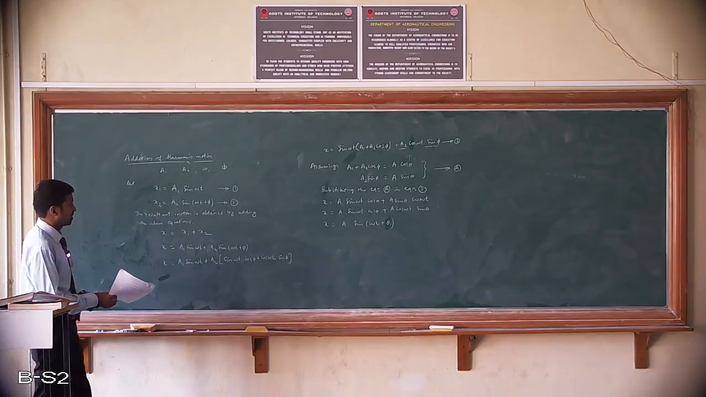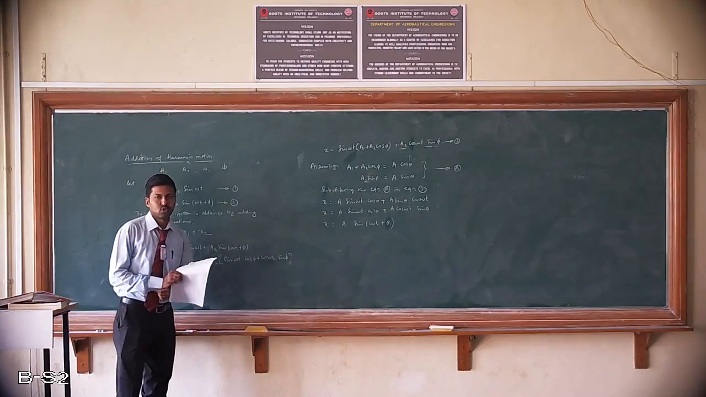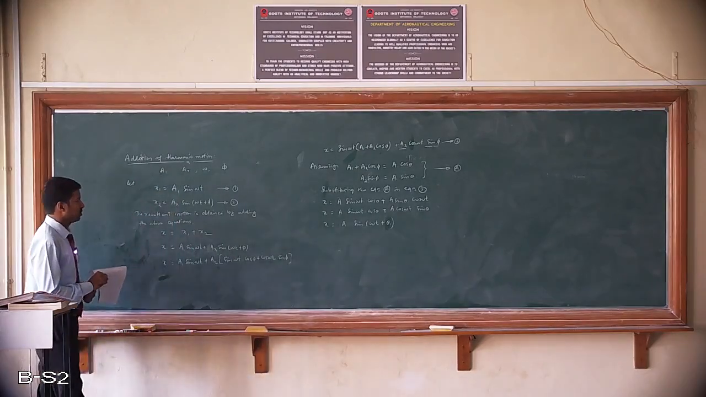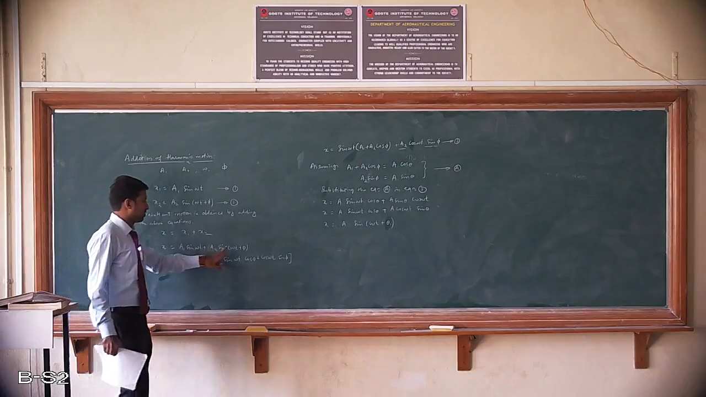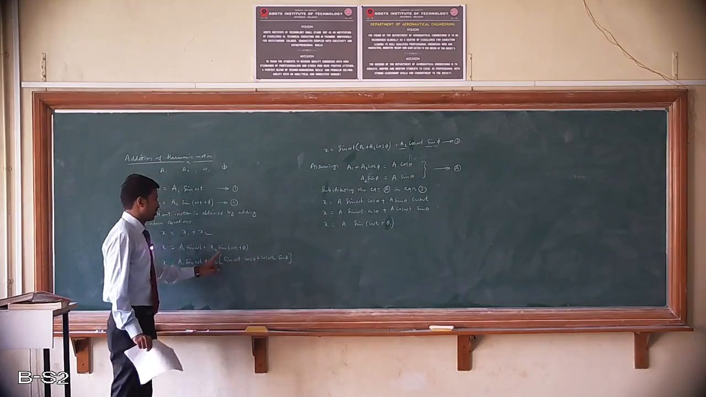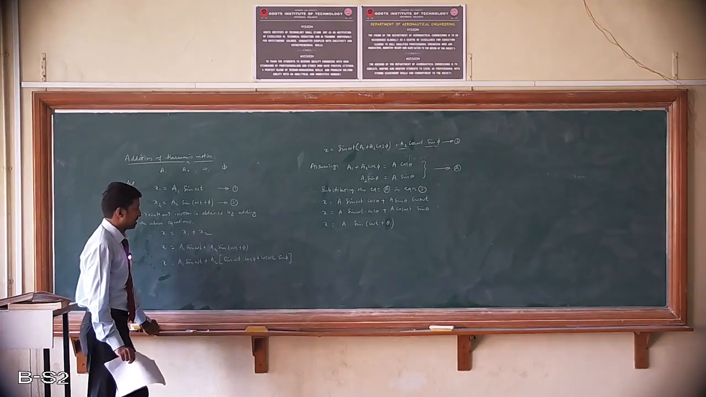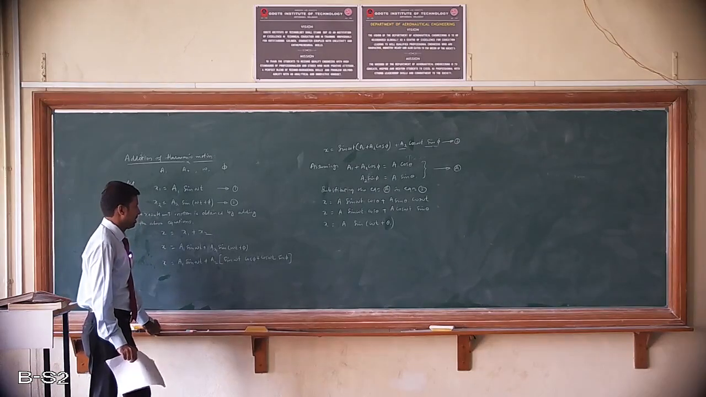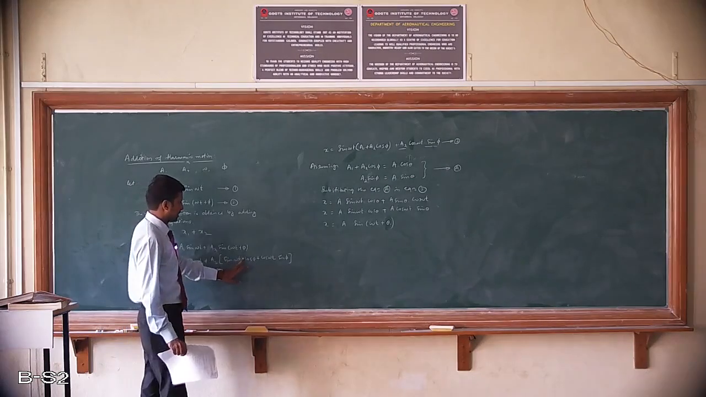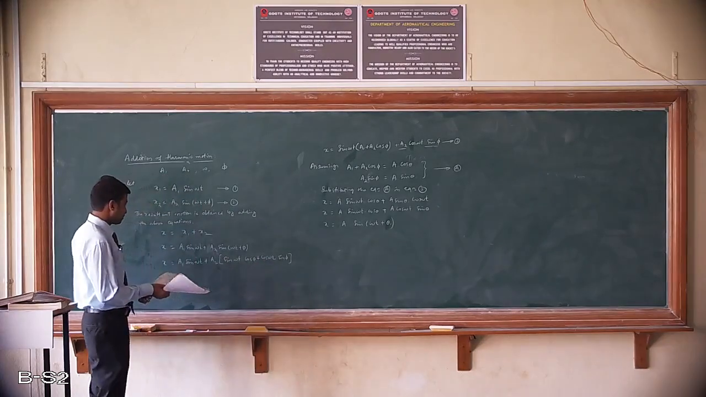From our trigonometry, we know that sine of A plus B is nothing but sine A into cos B plus cos A into sine B. So in place of A we have omega t and in place of B we have phi. So if I expand the equation of sine of omega t plus phi as sine A into cos B plus cos A into sine B, I am going to get sine of omega t into cos phi plus cos of omega t into sine phi.